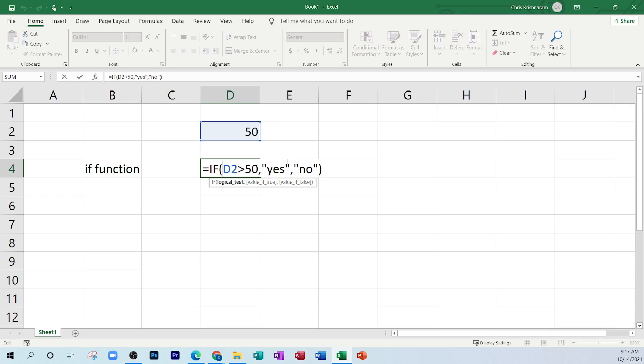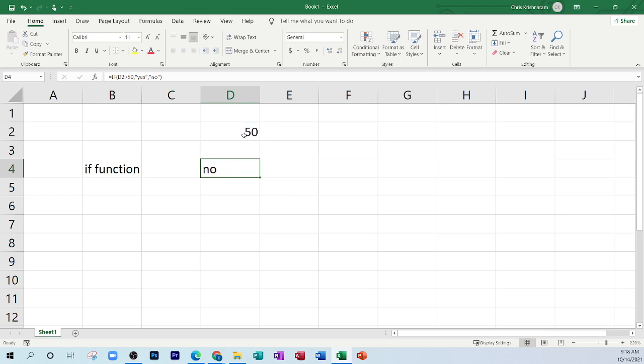Because it's equal to another. Because it's equal and it's not greater. Good. So 50 is not greater than 50, so you will get the false part of the test. So anything below 50 now will give you that no.